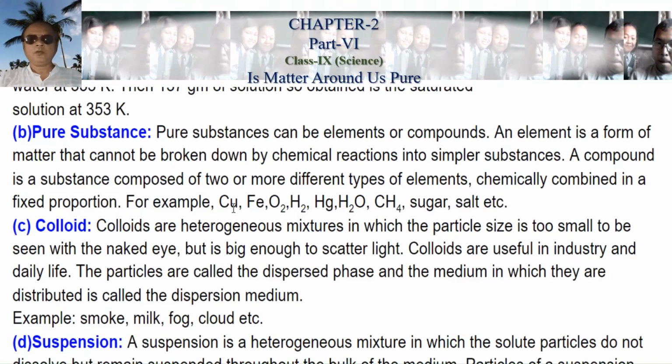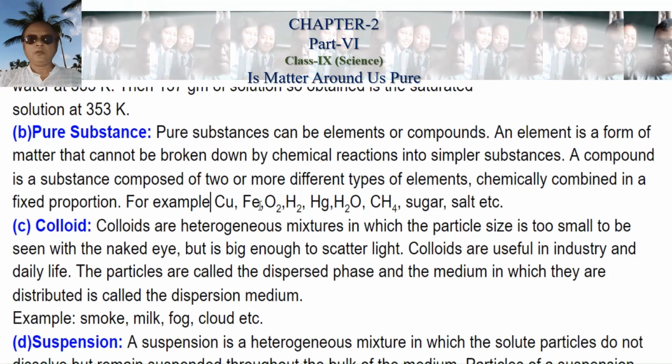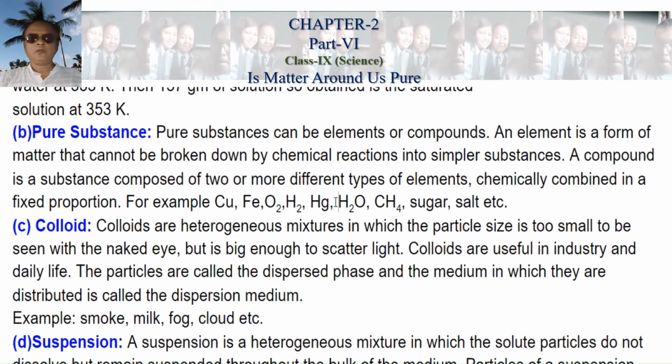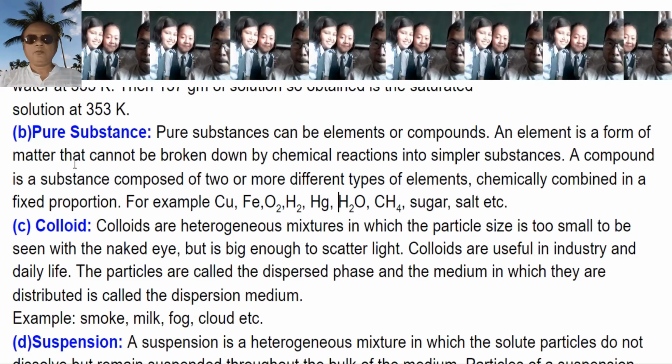For example, copper, iron, oxygen, hydrogen, mercury, water, methane, CH4, or sugar, salt, etc. So a compound is a substance composed of two or more different types of elements chemically combined in a fixed proportion.